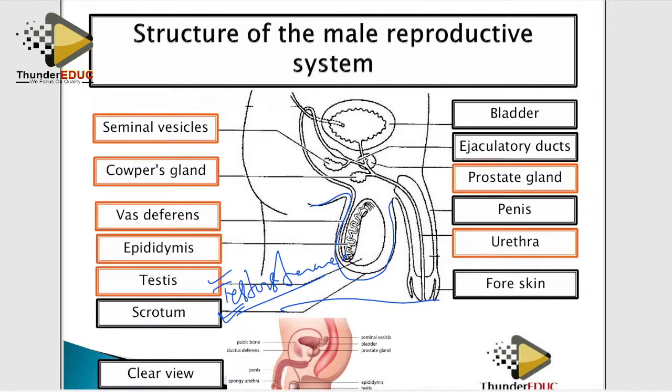You have this coiled part. We call it the epididymis. The function of the epididymis is that it stores sperms temporarily.